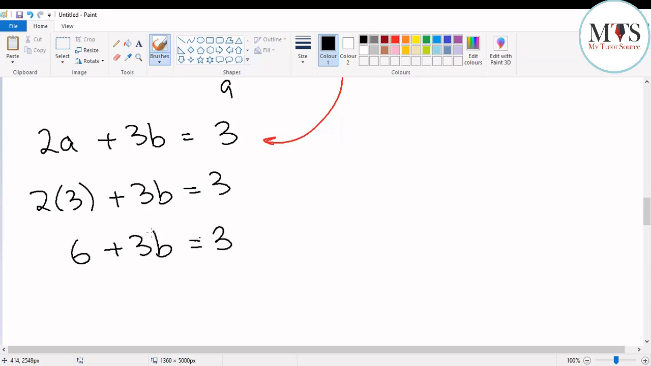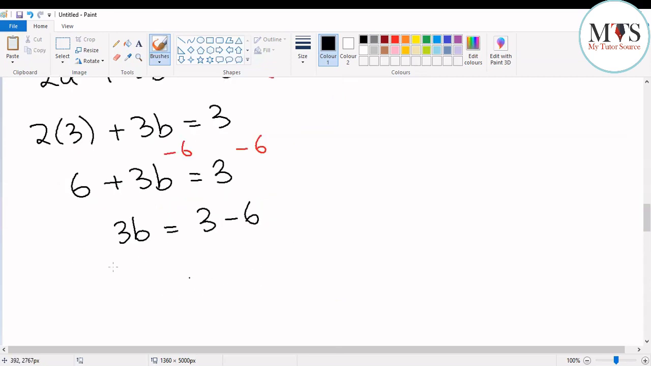Okay. Now what would you do? We would subtract, yeah, that's correct. And what number do you subtract first? 6. Yeah, that's correct, because this 3 is being multiplied by b, so we're just going to leave this alone for now. Let's get rid of this 6 first. So you subtract both sides by 6. You get 6 minus 6 is 0, so it gets cancelled out. You get 3b equals 3 minus 6.